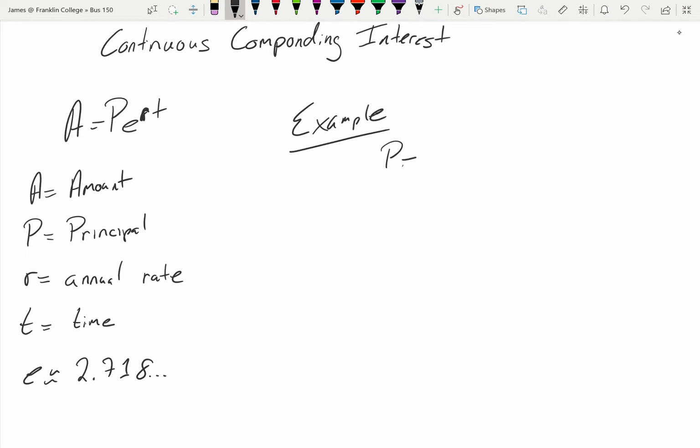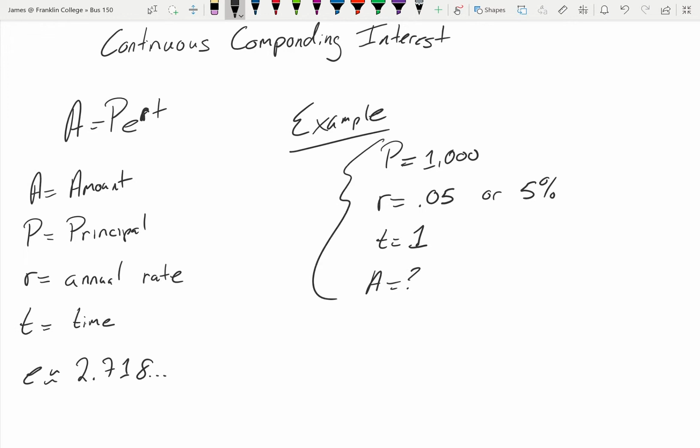Let's say we put $10,000 or $1,000 into an account, so that's going to be our principal. Our annual interest rate will be 0.05, or we might simply say 5%. Our T will equal 1, so we're going to invest for 1 year. And then we want to know how much we will have in the account at the end of 1 year. So we're going to take this information and plug it into this formula that we have.